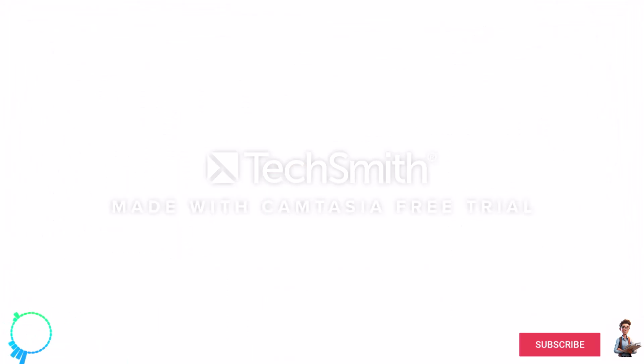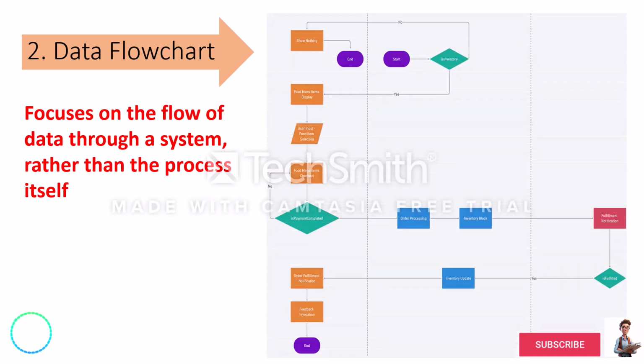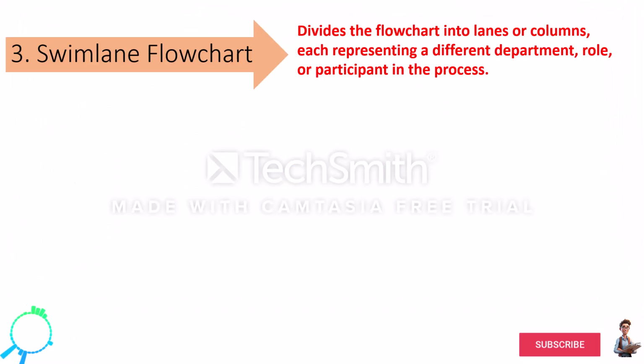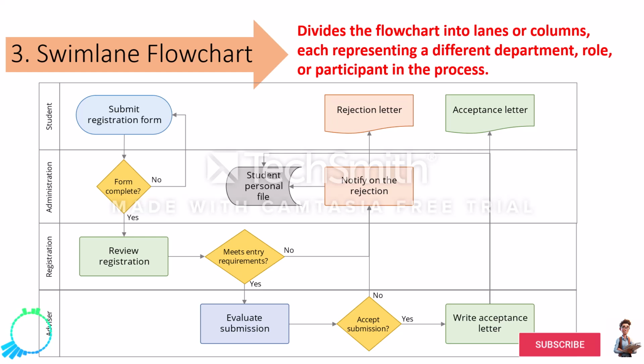Let's look at the second one. The second one is data flowcharts. They focus on the flow of data through a system rather than the process itself. So this one too is there, showing how data flows from one end to another. Then the swimlane flowchart divides the flowchart into lanes and columns, each representing a different department, role, and participants in the process. As you can see, this has been divided into lanes. So we have the advisor, the registration, the administration, and the students.